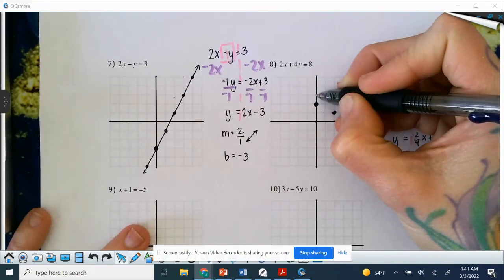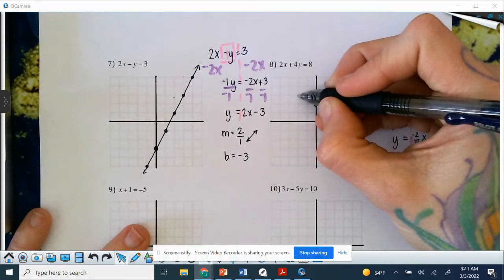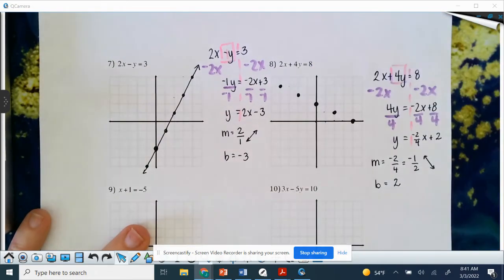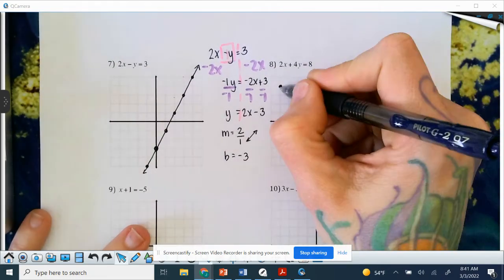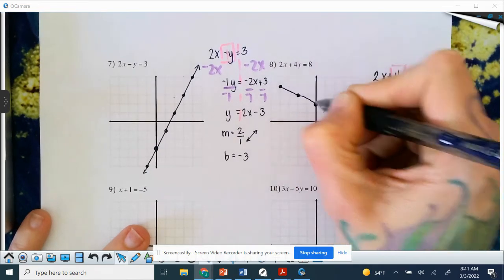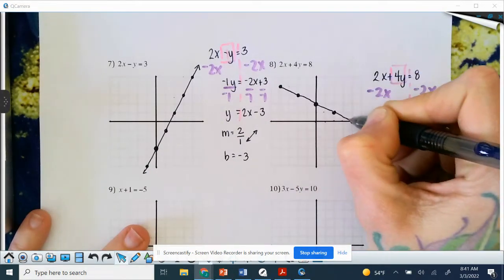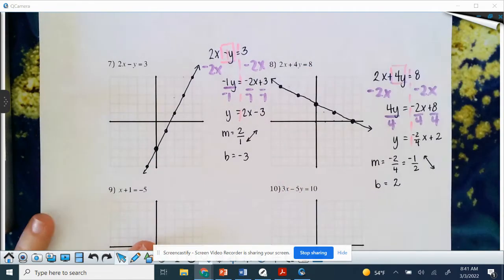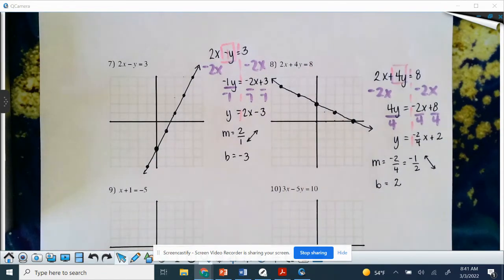So up 1 over 2, up 1 over 2, again, to finish out your line as far as possible in both directions. And then we can connect our dots. It is decreasing. It's going down to the left. Put an arrow on each end because it goes infinitely. We're just taking a little snippet of our line in our picture here. And that guy is done.